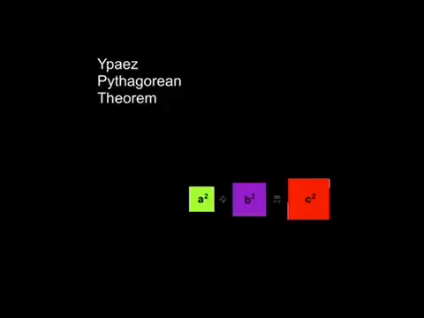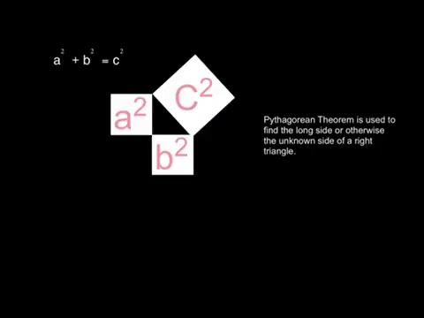Hey guys, today I'll be showing you how to solve Pythagorean Theorem. In Pythagorean Theorem, each side is represented by a variable, a, b, and c. C is the longer side, otherwise known as the hypotenuse. All of these variables fit into an equation, a squared plus b squared equals c squared.